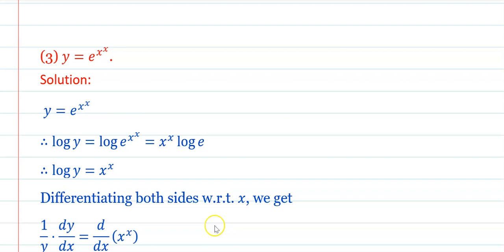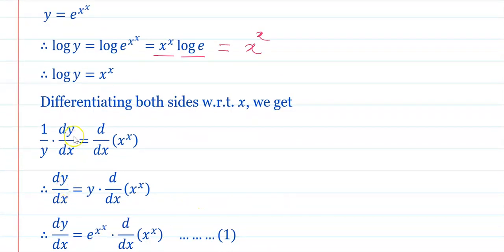Now the next problem. The next problem is y is equal to e raised to x raised to x. Therefore, again take the log on both sides. Then here you will get log of y is equal to log of e raised to x raised to x. Again, it can be written as x raised to x into log e. What is log e? Log e is 1. And therefore, here you will get log of y is equal to x raised to x. Now differentiate this with respect to x. What is the derivative of log of y? It is 1 upon y into dy by dx, equal to d/dx of x raised to x.